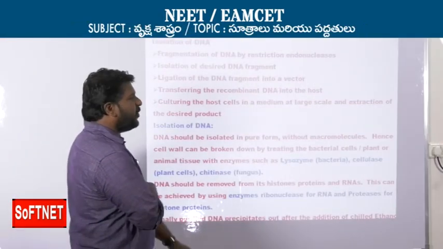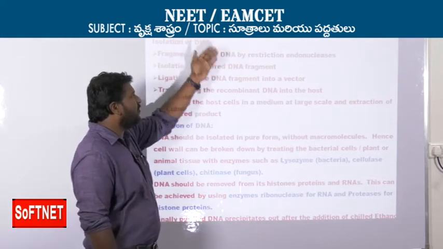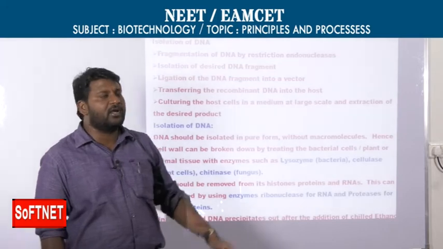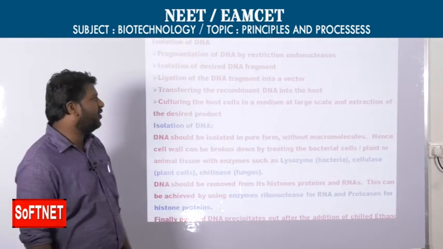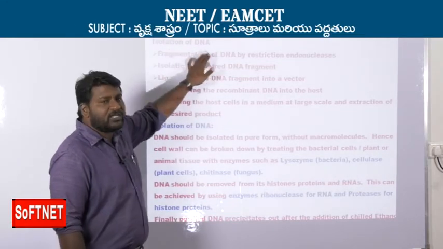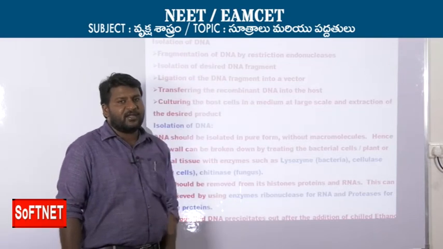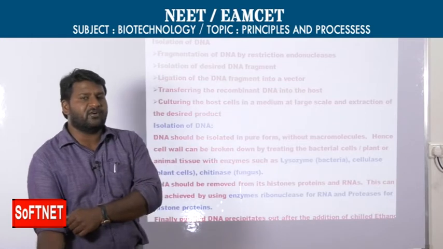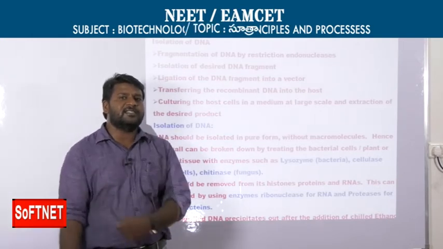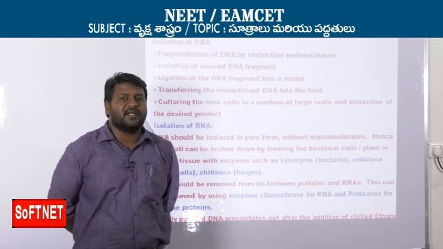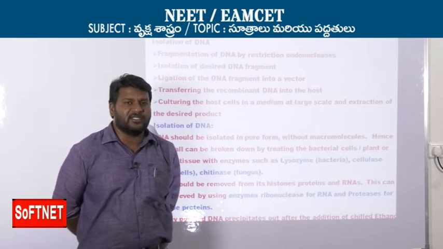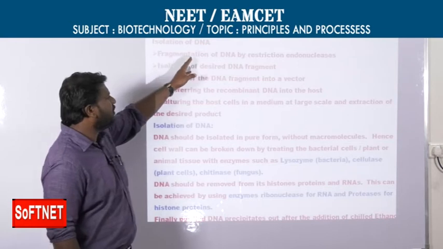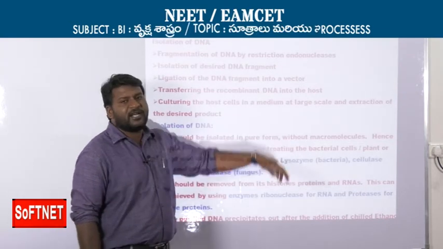And what is our process now? The process of recombinant DNA technology. What are the various processes involved in recombinant DNA technology? First is isolation of DNA. First we need to isolate the desired genes which are present on the DNA of an organism. We need to isolate that fragment, and then fragmentation of DNA by restriction endonuclease.